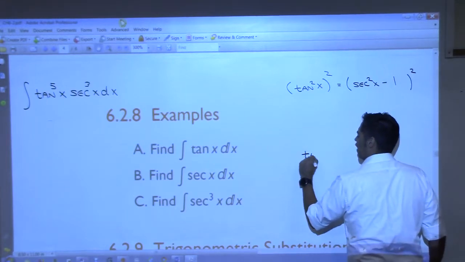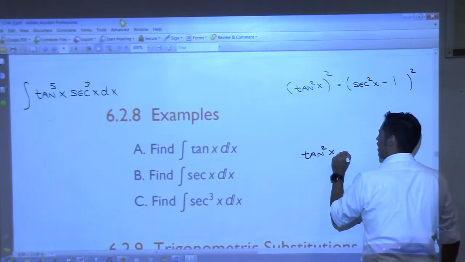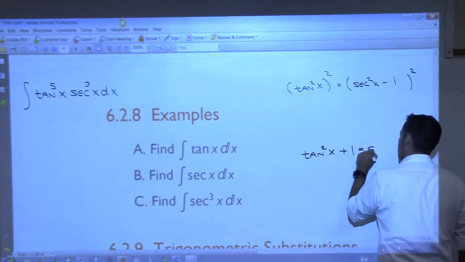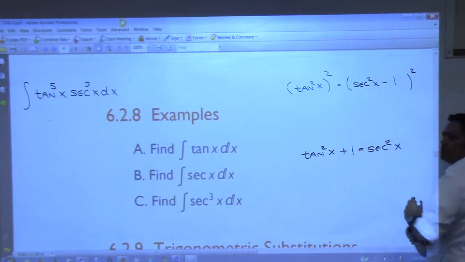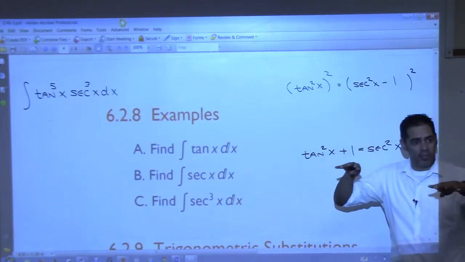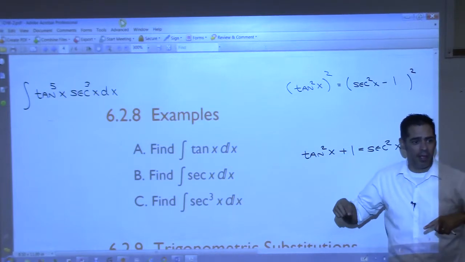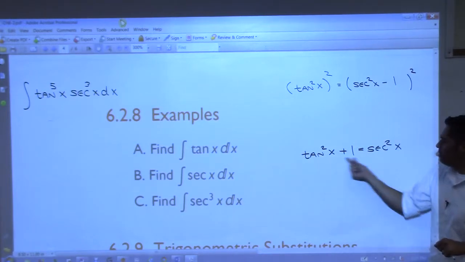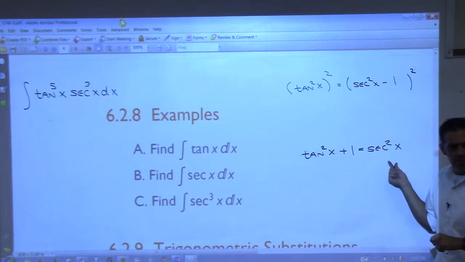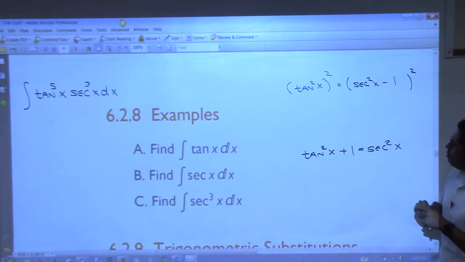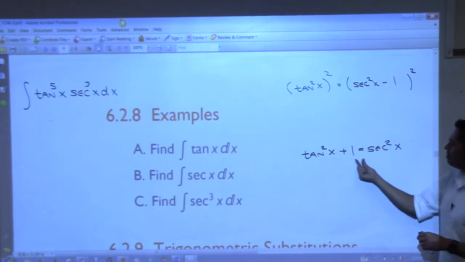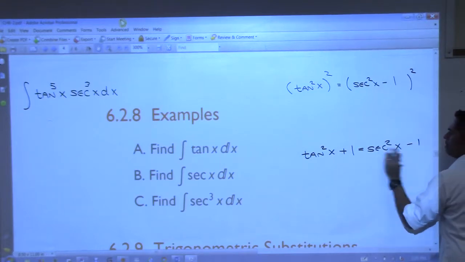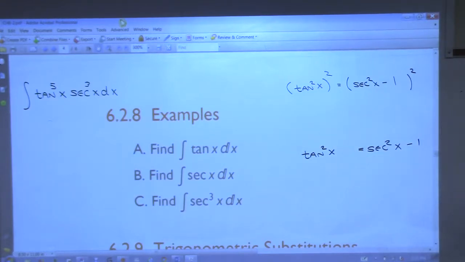The original identity that I tried to illustrate that I came up with over there was this one. That was the one where I took sine squared plus cosine squared equals 1. I divided everything by cosine squared. And everyone, I think, agreed with me on this? Yes? So then all we're doing here is we're just subtracting 1 on both sides. Yeah?